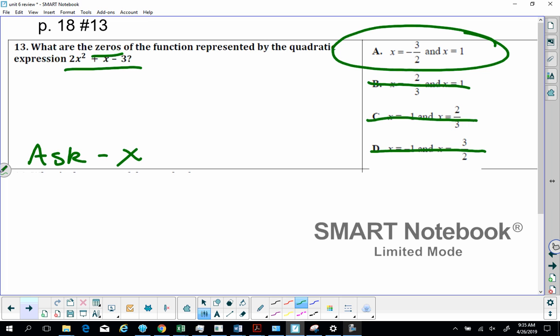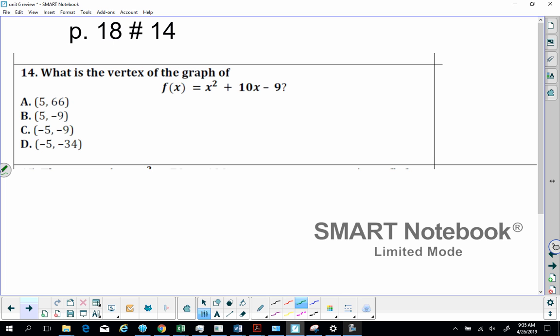So once you hit ask X, so you do table, enter, and then instead of auto, you do ask X. And then you can just type in a number. So you hit 4, it just tells you that number, or 4 divided by 2, or whatever. All right. Next one. What is the vertex of the graph?